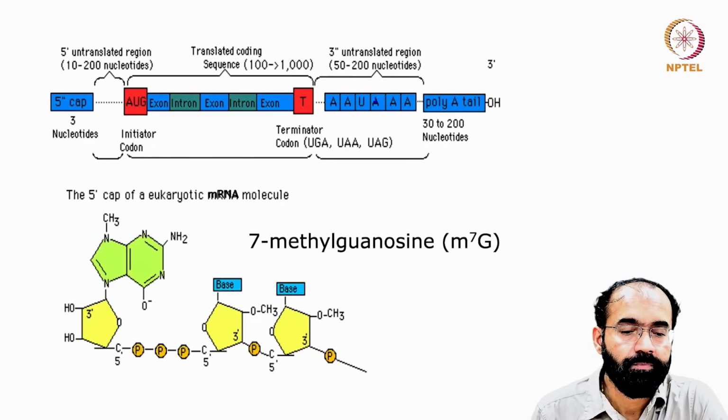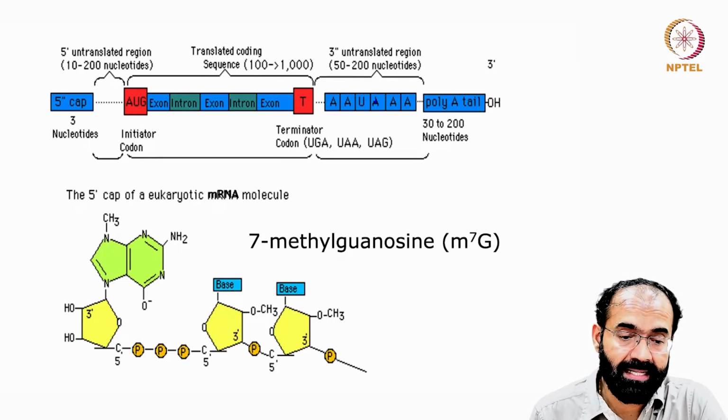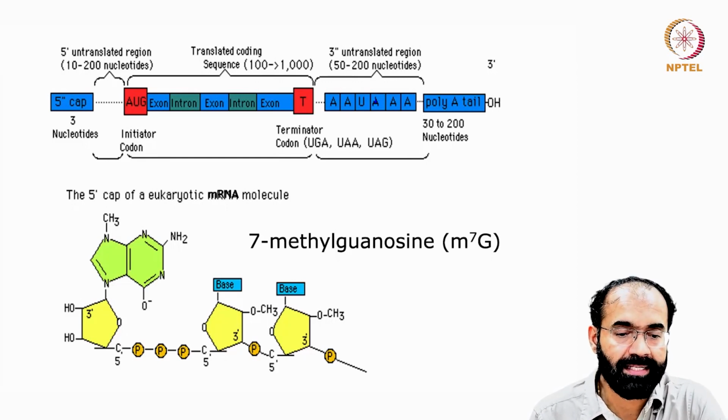So let us see, this is a cartoon. You have a 5' cap and then the start codon AUG, then you have exon, intron, exon, intron, exon, and you also have a terminator sequence, and then you have a polyadenylation signal, and then you have a poly A tail.